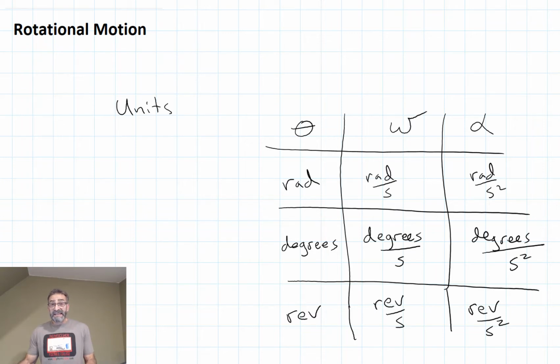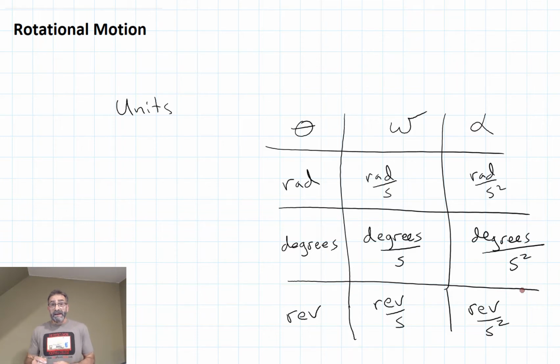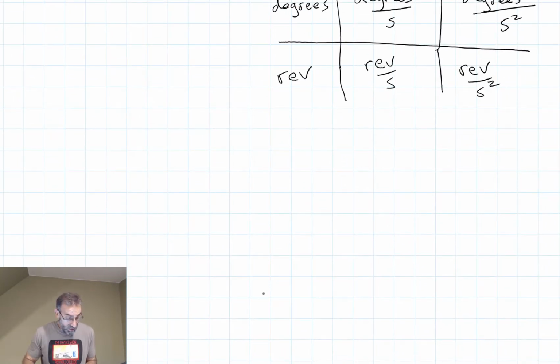And in a lot of cases, it doesn't matter which set of units we use as long as we're consistent, as long as we stay within one of these rows. We can use degrees for theta as long as we use degrees per second and degrees per second squared for omega and alpha. This is true when we use our kinematics equations, for example, because the units cancel out if we do everything properly. But there are a couple of equations where we have to be in radians. For example, we often use this relationship.